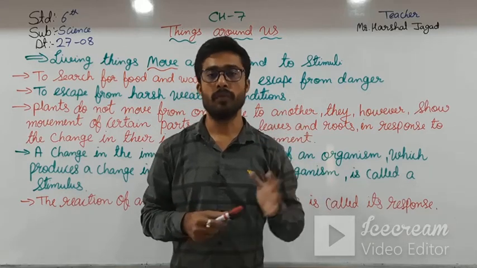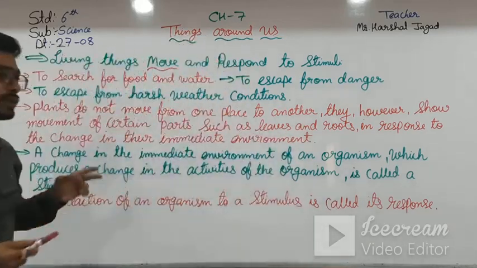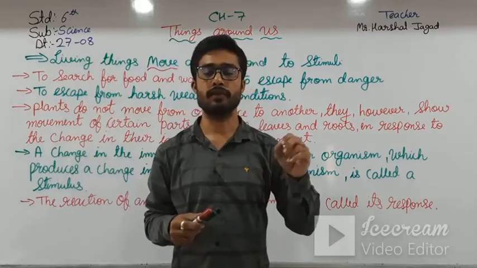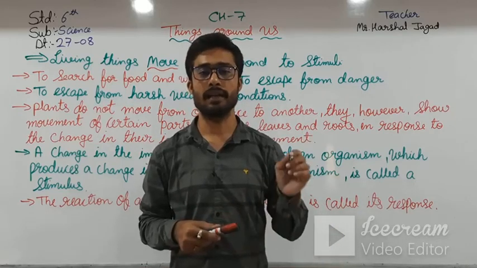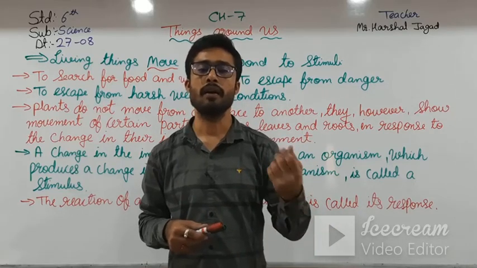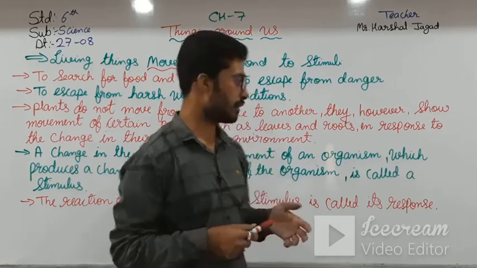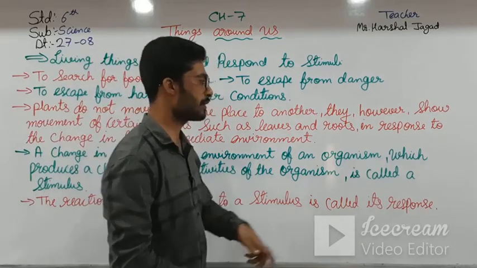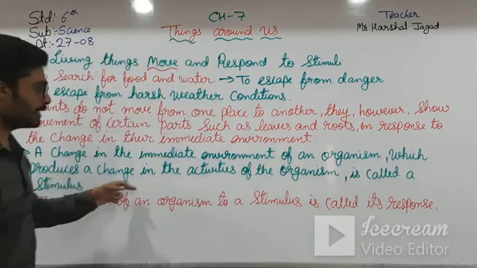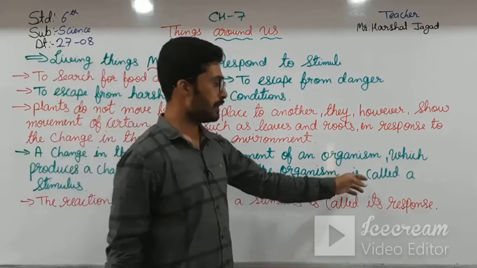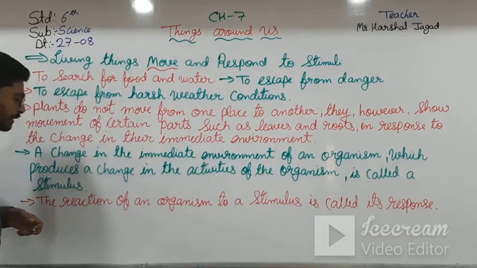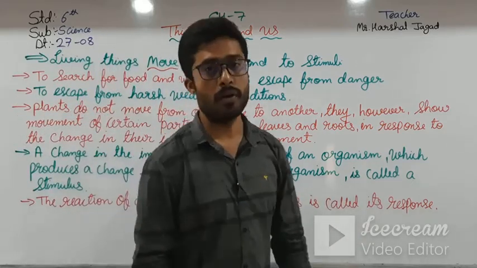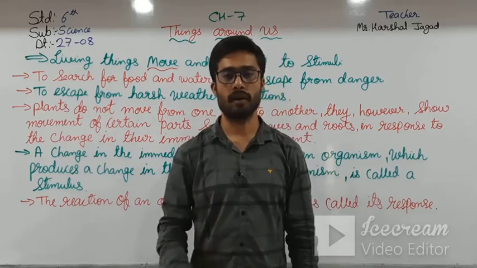Here they have taken the touch-me-not plant as an example. If you touch the touch-me-not plant leaves, then what will happen? The leaves will curl up. So here, a change in the immediate environment of an organism which produces a change in the activity of the organism is called a stimulus. The reaction of an organism to a stimulus is called its response. Okay, students? So that is all.